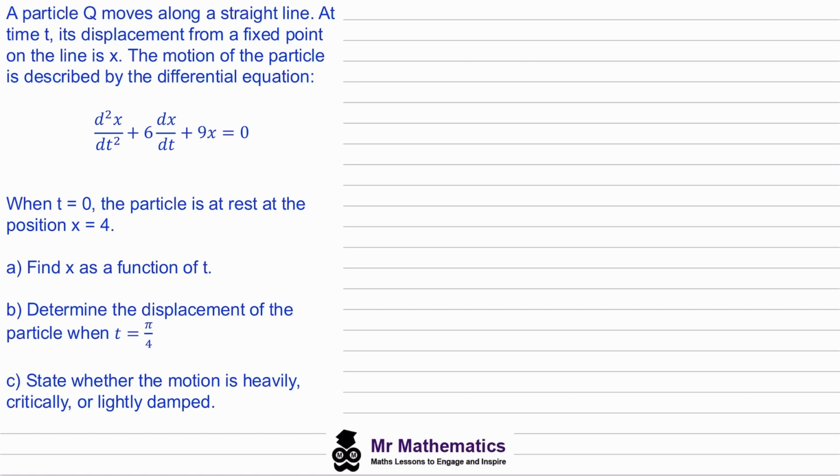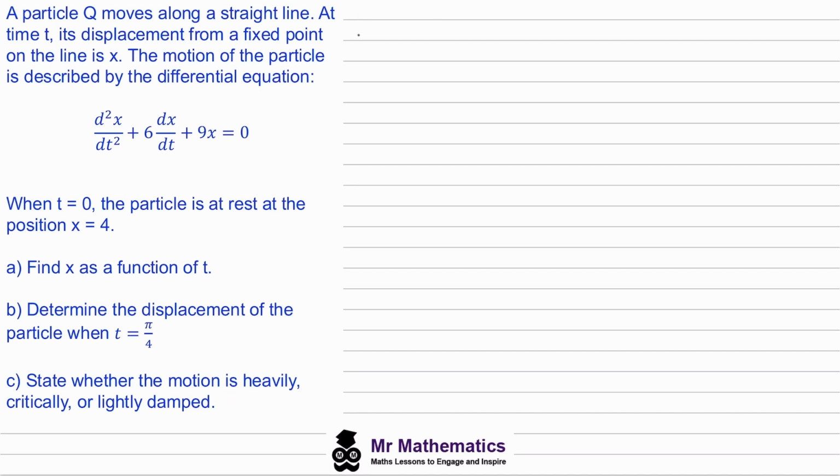So we're going to work through two questions. In the first question, I'll go through, and in the second example, you can try. We're told that a particle Q moves along a straight line, and at time t its displacement from a fixed point on the line is x, and this describes the motion of the particle. We're given these initial conditions. We need to find x as a function of t, then find the displacement when t equals pi over 4, and finally determine the type of damping.